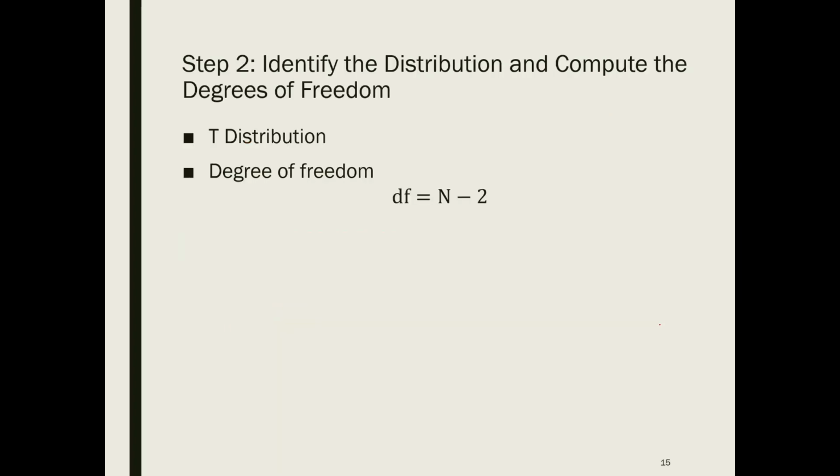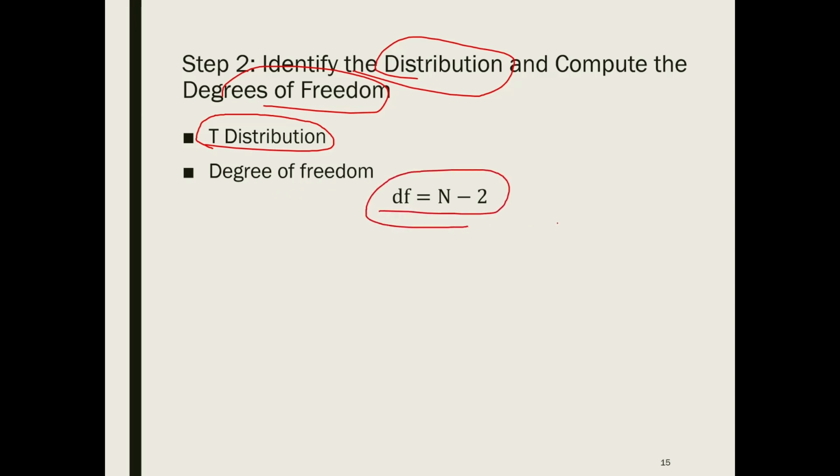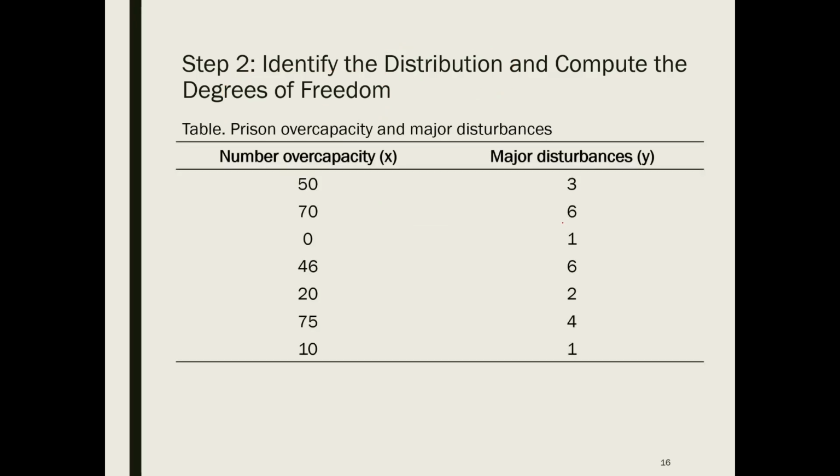Easy. Second, we want to identify the distribution and the degree of freedom. The distribution in the correlation test is t. We mentioned this before. And the degree of freedom is easy to calculate. It's just the number of cases minus 2.